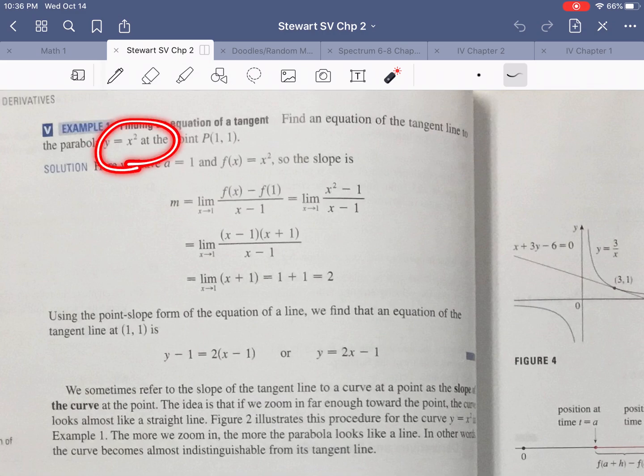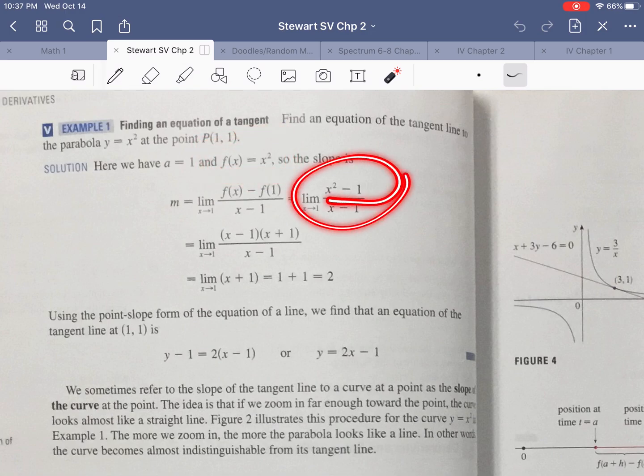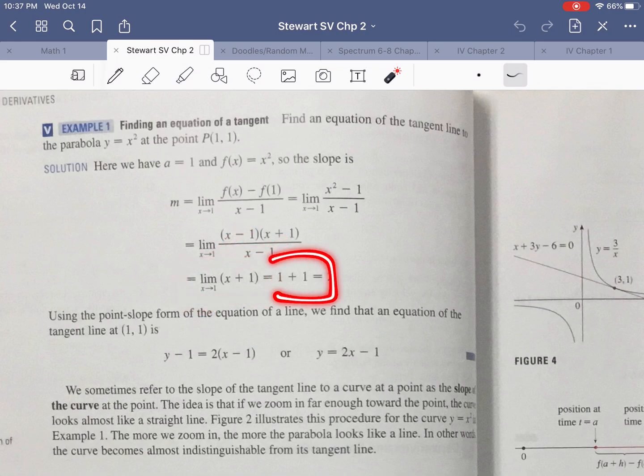Well, f of x is x squared. f of 1, because your point is (1, 1), is obviously 1. Or you could also just put 1 in for x, and 1 squared is 1. So you get x squared minus 1 over x minus 1, which, by the way, is factorable. So you factor x squared minus 1, cancel out the x minus 1s, and you're left with the limit as x approaches 1 of x plus 1, which then you plug in the 1 for the x, and you get 1 plus 1, which equals 2. This is the limit definition of a derivative. It's not very difficult, it just takes a little bit of time.